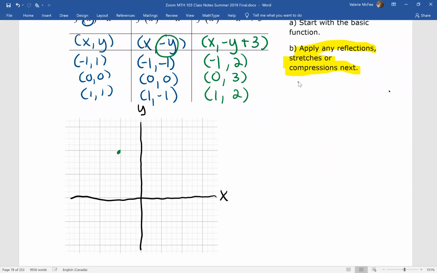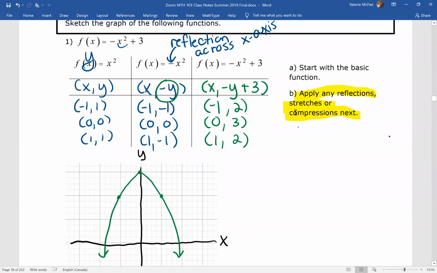Negative 1, 2, 0, 3, 1, 2. We knew, of course, that that plus 3 was a vertical shift up 3 units. And there's our graph, reflected across the x-axis, shifted up 3 units.